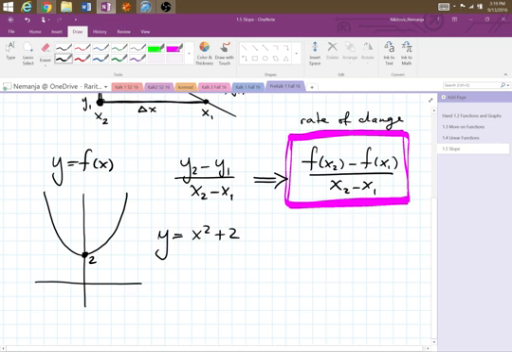So let's say that I want to know what is the rate of change between x1 equals 0 to x2 equals, let's say, 2.